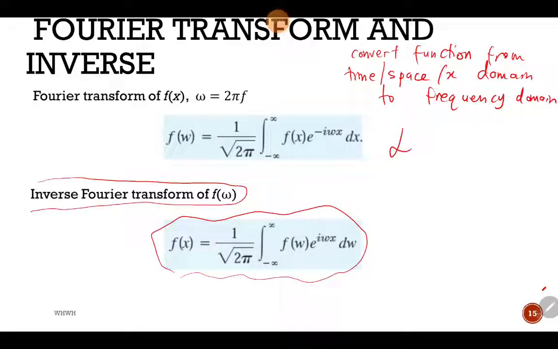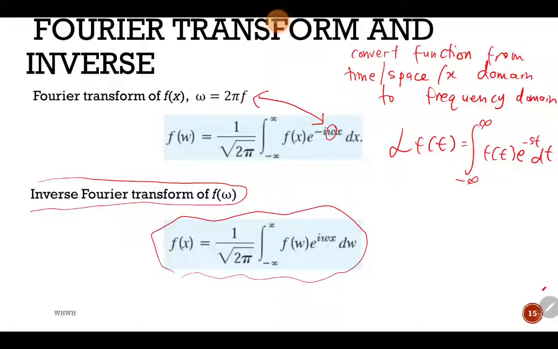Apa bezanya dengan Laplace? Ingat tak Laplace kita baru belajar? Laplace transform daripada time domain ke Laplace domain, dan ini adalah formula untuk Laplace, e kuasa negatif st dt. Remember? Okay, so apa perkaitannya frekuensi, sebab apa frekuensi domain? Sebab omega ni sama juga dengan 2 pi f. So that is why we call it frequency domain, sebab omega ni is equal to 2 pi f.